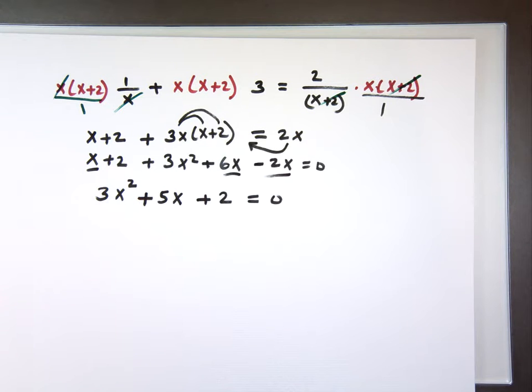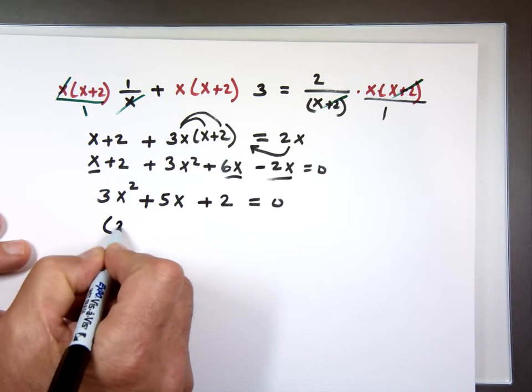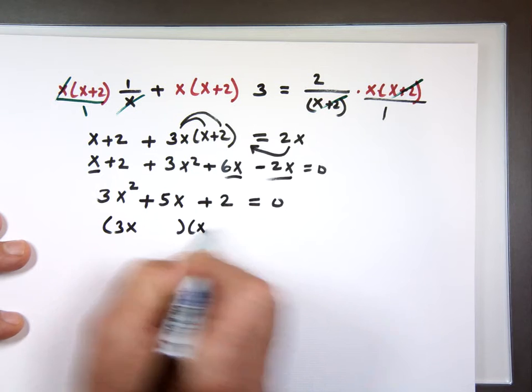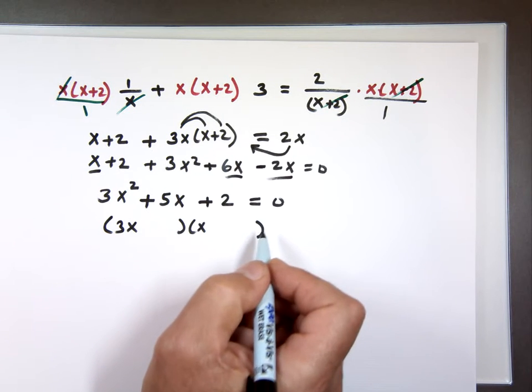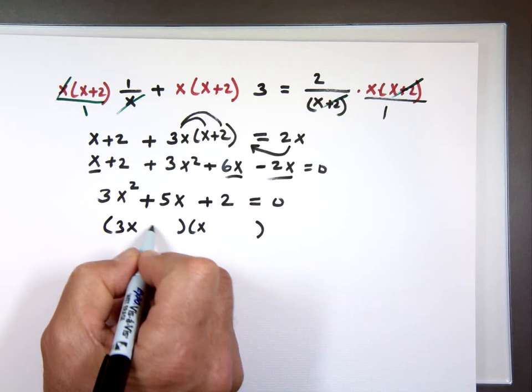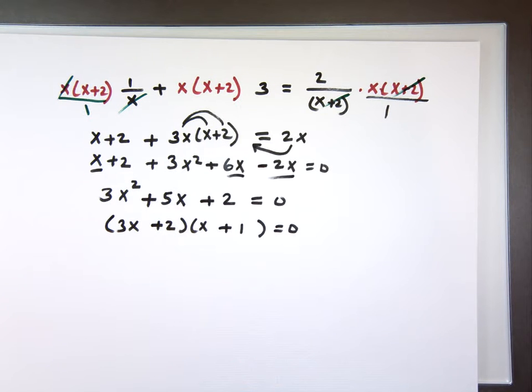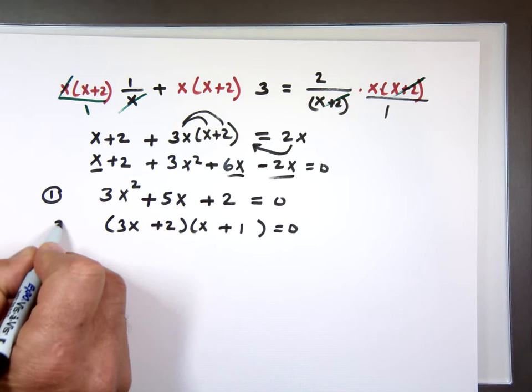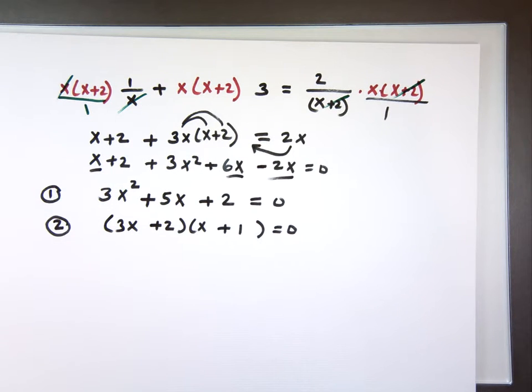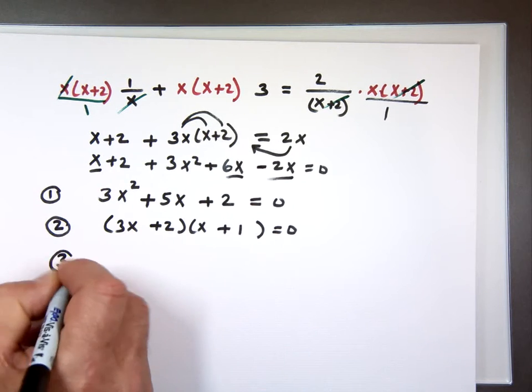Now we've got to factor that. 3x squared, 3x and x. The 2 is 2 and 1. Both signs are the same, both are positive. So factor completely, we did. Step number 2 is done. So this is step number 1, move to one side. This is step number 2, factor completely. What's step number 3? Set each factor equal to 0 and solve it.